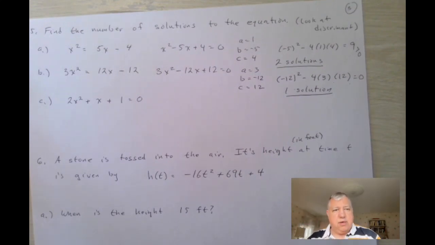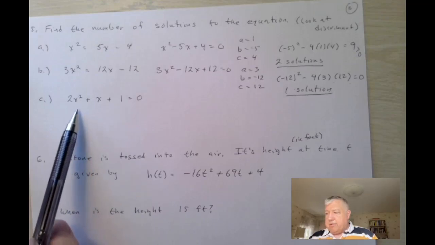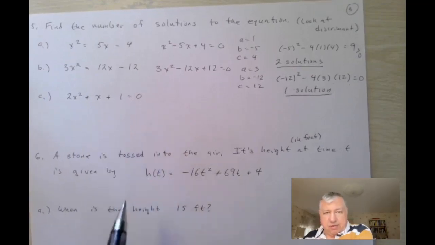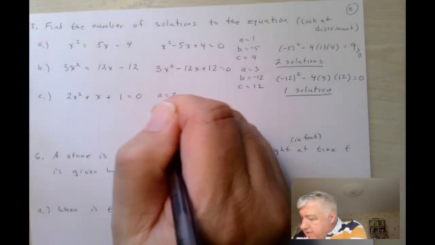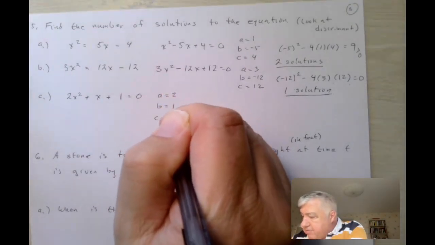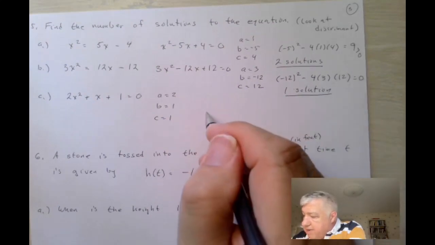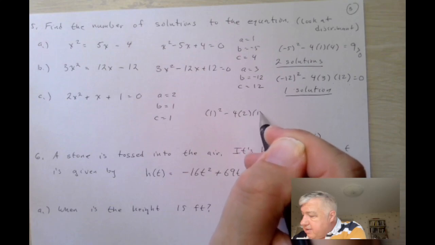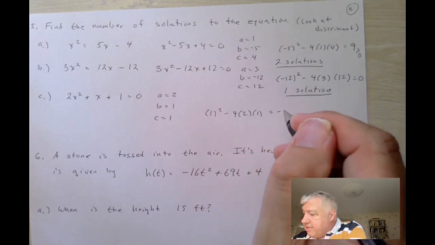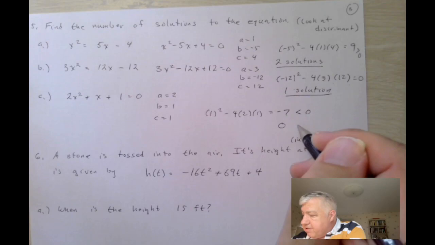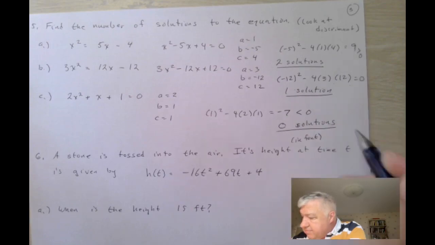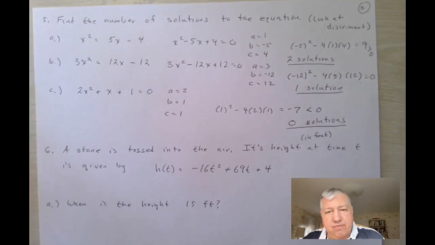In this last equation, we can do the same thing. Notice everything is on one side now, so we don't have to do anything. We can just say A is 2, B is 1, C is 1. And so B squared minus 4AC is going to be negative 7. That's negative, and so there are 0 solutions here. You get that just from looking at the discriminant.